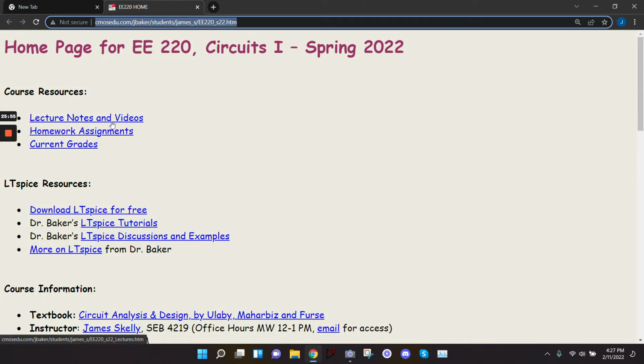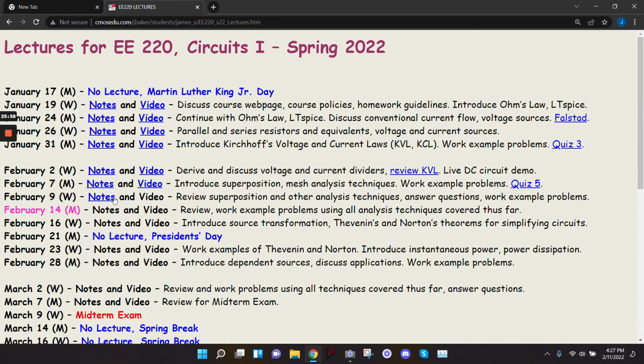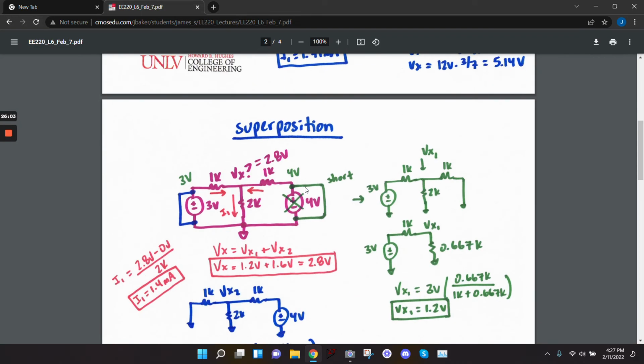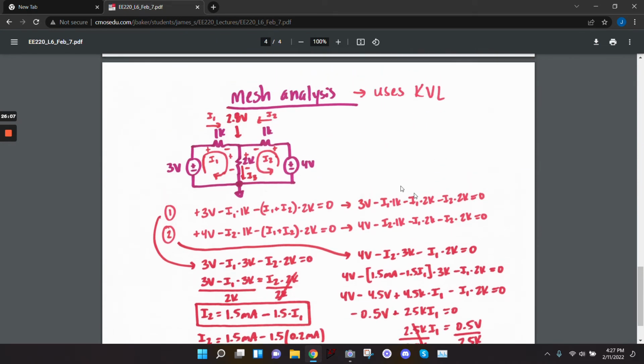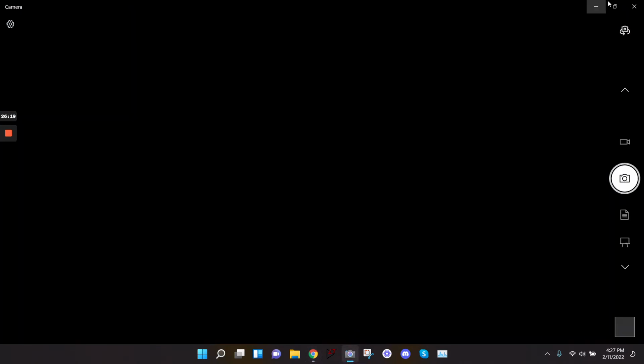Current grades, I think it was lecture notes, and I did it on lecture 7, yeah. So I went ahead and already did this one for you guys. Oh, sorry, this is lecture 6. This was just 2 voltage sources configured like that. Okay, so let me go ahead and make one with a current source and do that as an example.